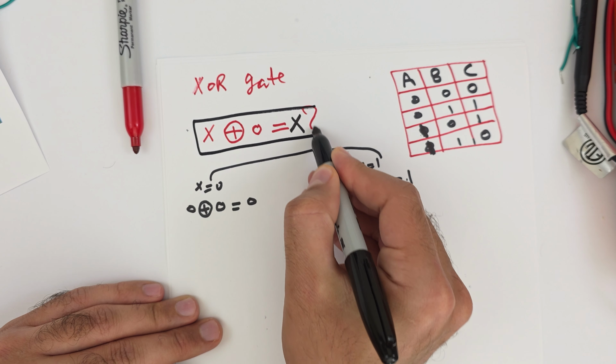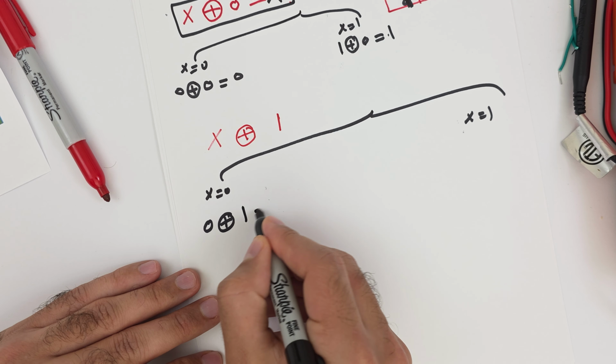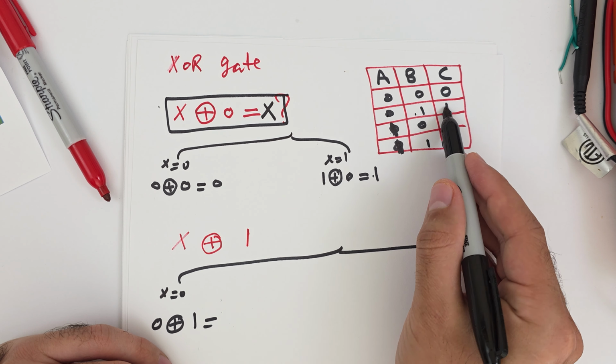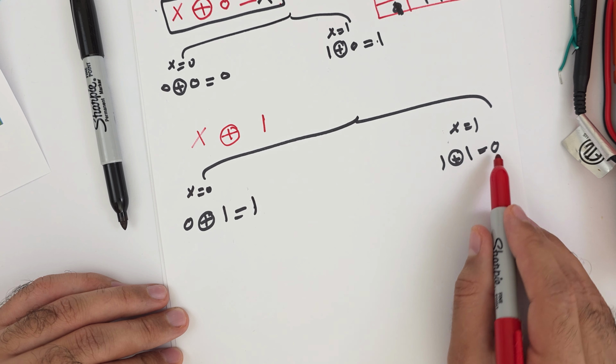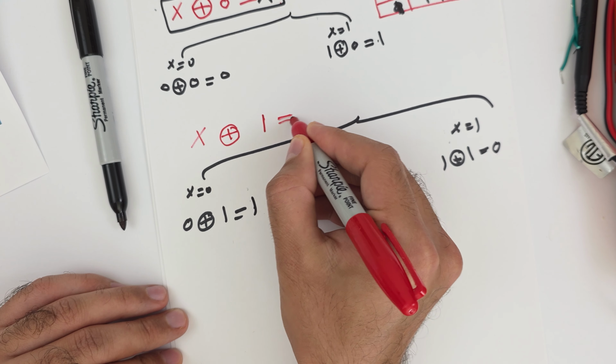Let's take the same scenario. x is equal to 0, x is equal to 1. So 0 XORed with 1 is equal to 1, and then 1 XORed with 1 is equal to 0. I need you to look at the x value, the value on the left side. It was 0, the result 1. It was 1, the result 0. So if it is x, the output will be x bar, right? So this is going to be equal to x bar.